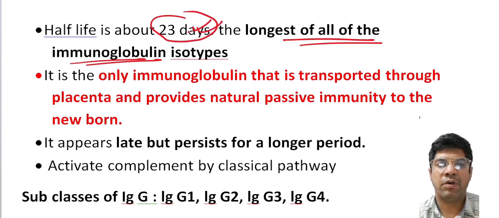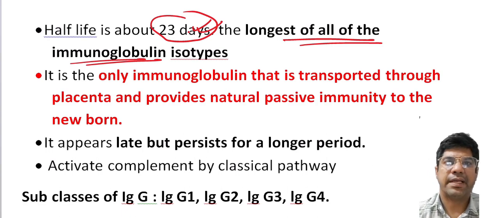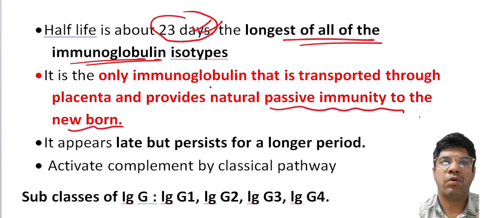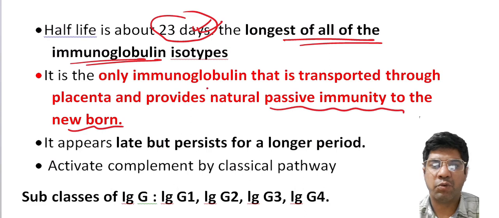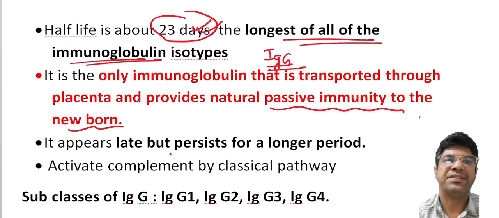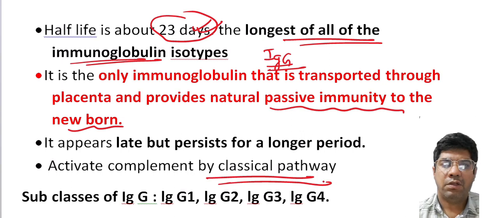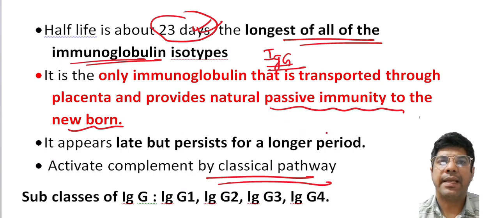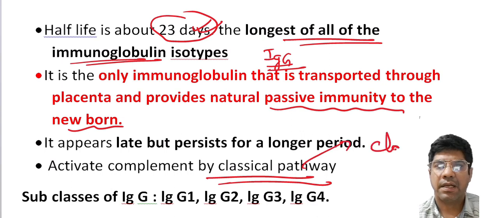IgG is the only immunoglobulin that can be transported through the placenta from the mother to the fetus. That will provide passive immunity to the newborn. So remember, the only immunoglobulin that is transported through the placenta is IgG. It can activate the complement system through the classical pathway.